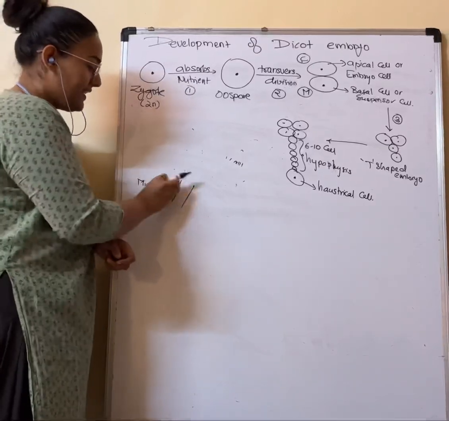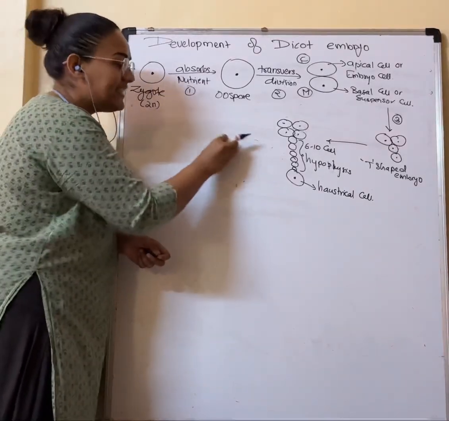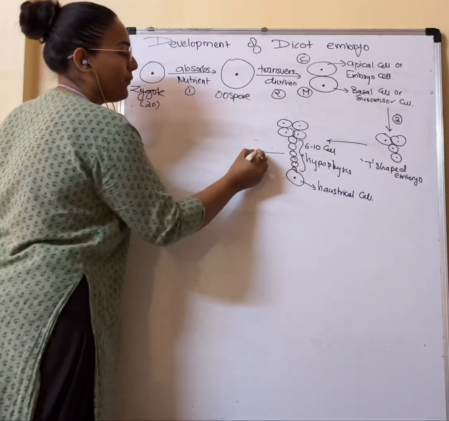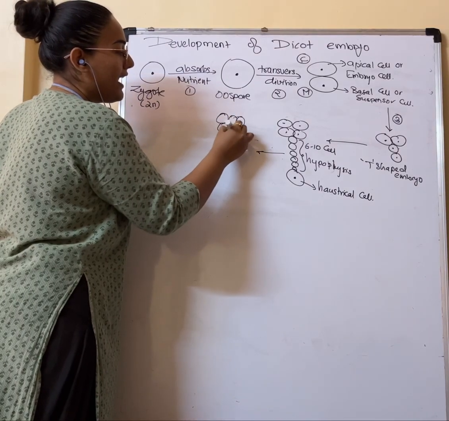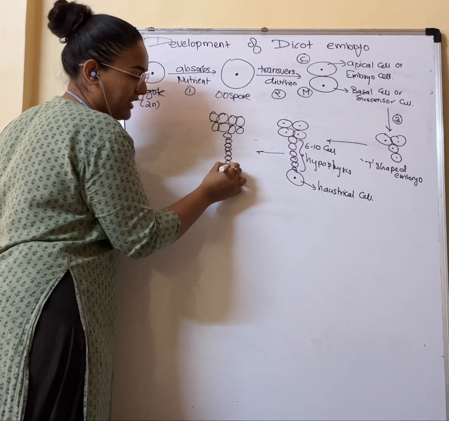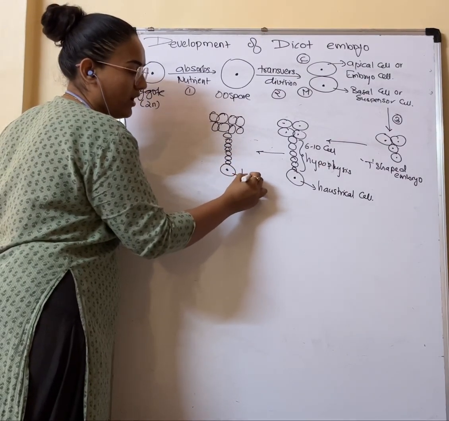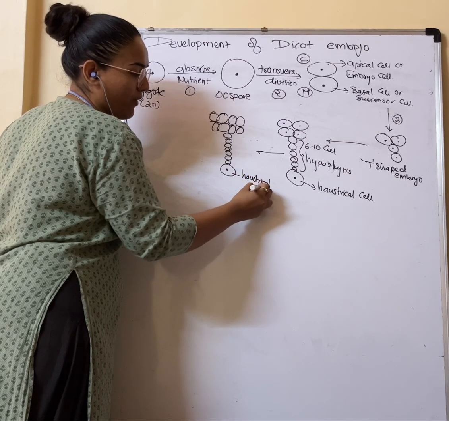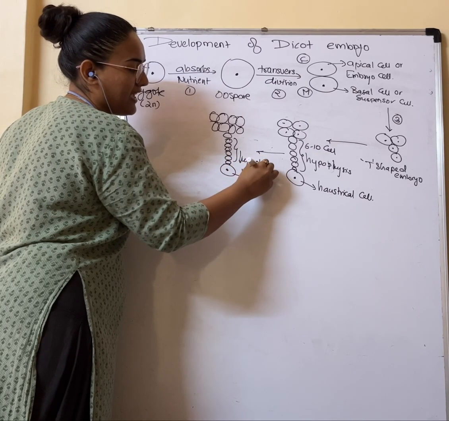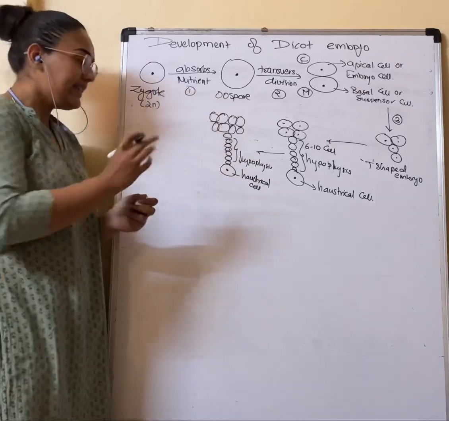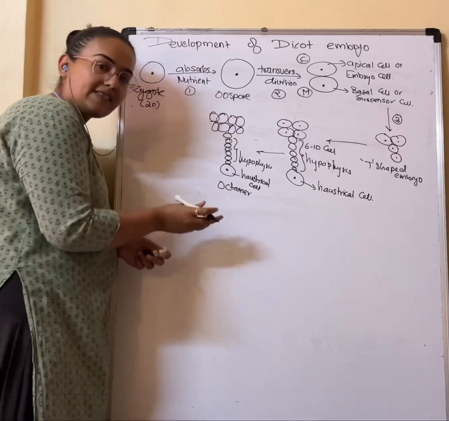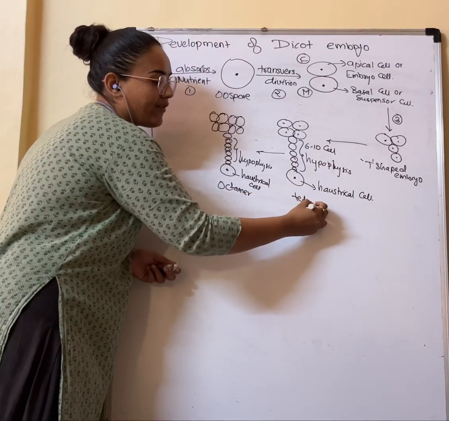Once this development is completed, the second set of division starts. That means out of 4 cells, you get 8 cells. Now, you are going to get an 8-celled condition. And again, the hypophysis will remain intact over here, right? As usual, the hystrical cell you have, and here you have the hypophysis. Now, this is an octameric condition, right? This is an octamer and this is the tetrad condition.